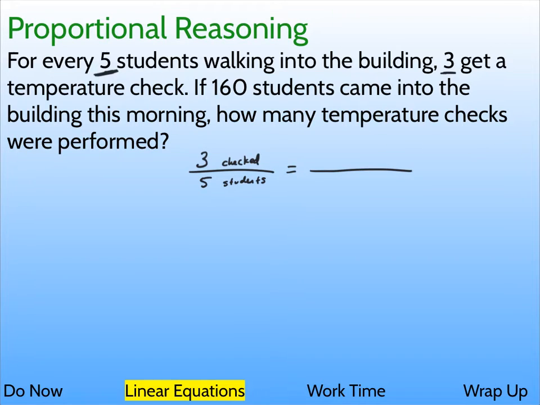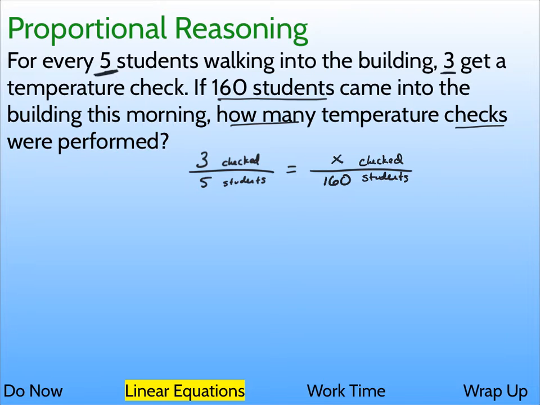Now the key with this is if you have the number of students checked on the top in the beginning, you have to keep that on the top on the other side too. And students are on the bottom, which means over here, students also have to be on the bottom. Okay, so we have 160 students walking into the building. So if that's just students, that goes on the bottom. And we want to know how many were checked. So that's just going to be a variable.